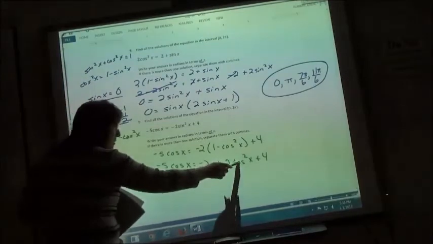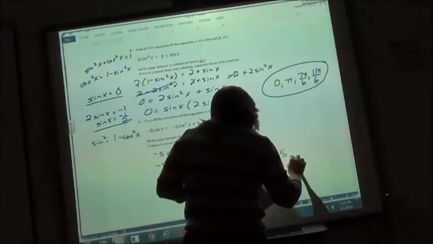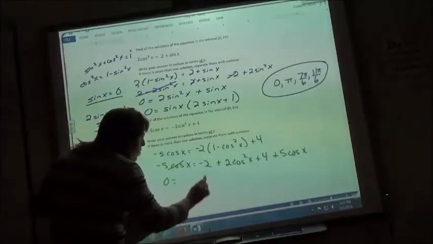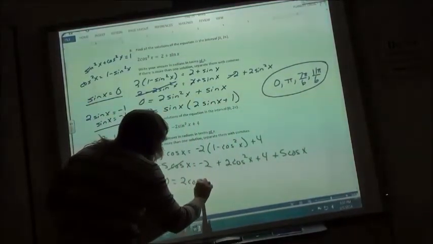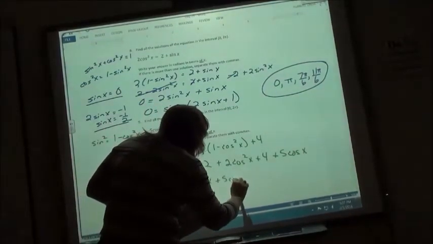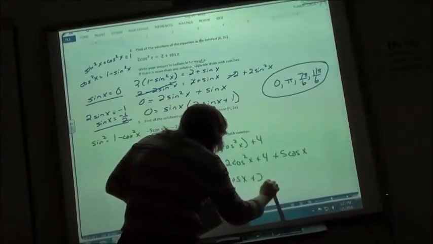Since this is positive, I'm going to move this over here. So I'm going to add my 5 cosine of x. So 0 is going to equal 2 cosine squared of x plus 5 cosine of x. Negative 2 plus 4 would be plus 2.